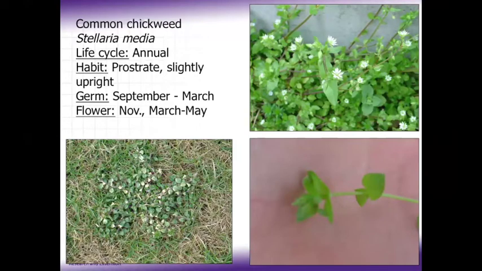Common chickweed. This is another winter annual weed that you'll see starting to germinate right now. It is an annual. It's going to be flatter to the ground, prostrate. It's got little heart-shaped leaves on it. There's common chickweed, mouse ear chickweed. It's all different types of chickweeds, but these are examples of broadleaf weeds.